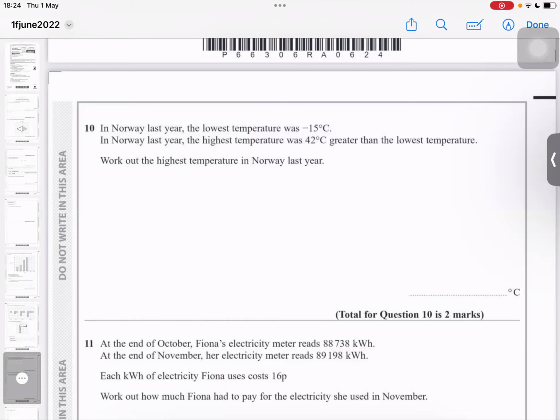On 27. Yes, correct. So that's going to be 27 degrees Celsius. Okay, all right, so we can move on now.